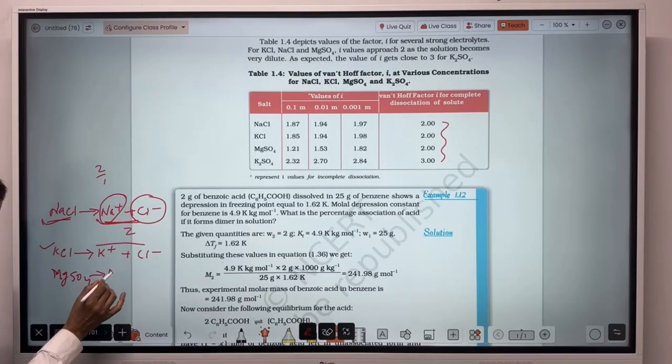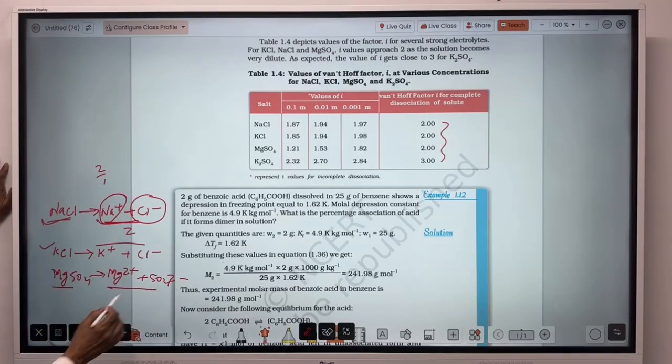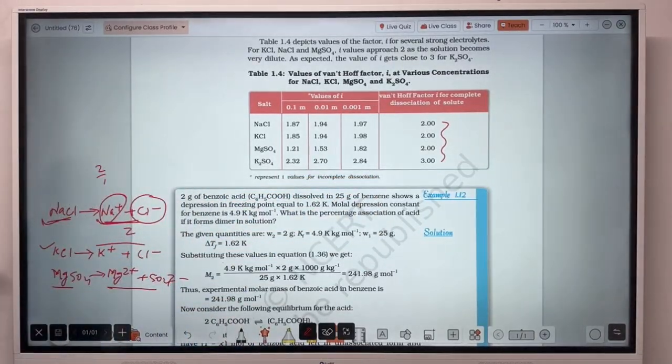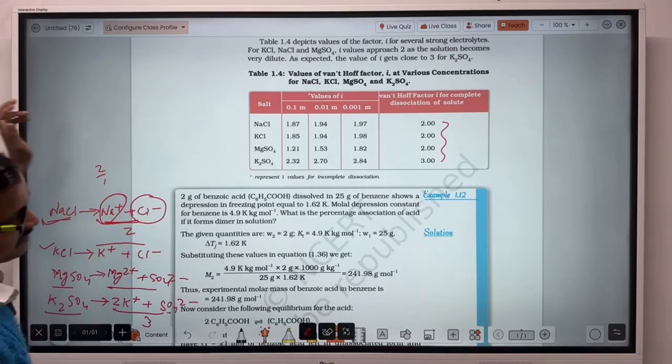MgSO4 will dissociate into Mg2+ and SO4 2−. 1 particle gives 2 particles, so the van't Hoff factor will be 2. Same for K2SO4: 1 particle of K2SO4, when it dissociates, forms 2 particles of K+ and 1 particle of SO4 2−. So the number of particles after dissociation will be 2 and 1, here 3. So the van't Hoff factor will be 3.